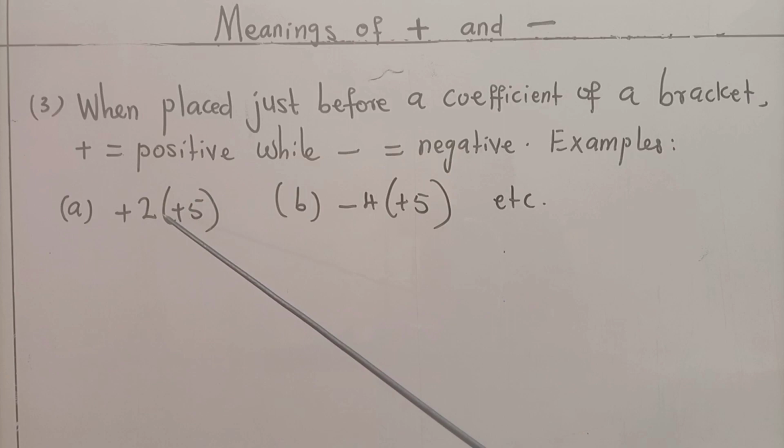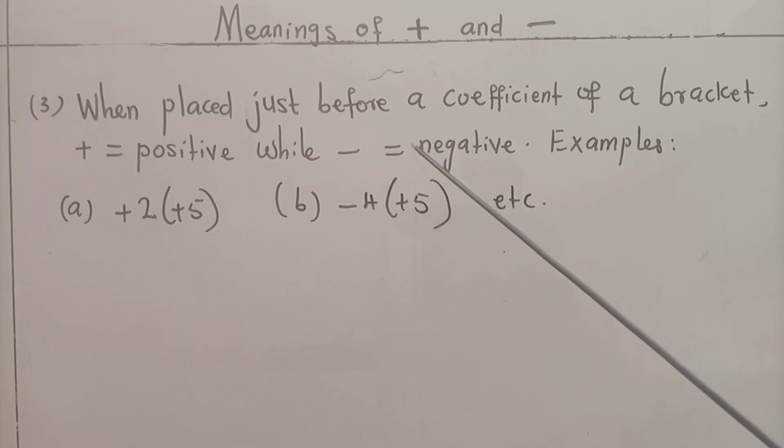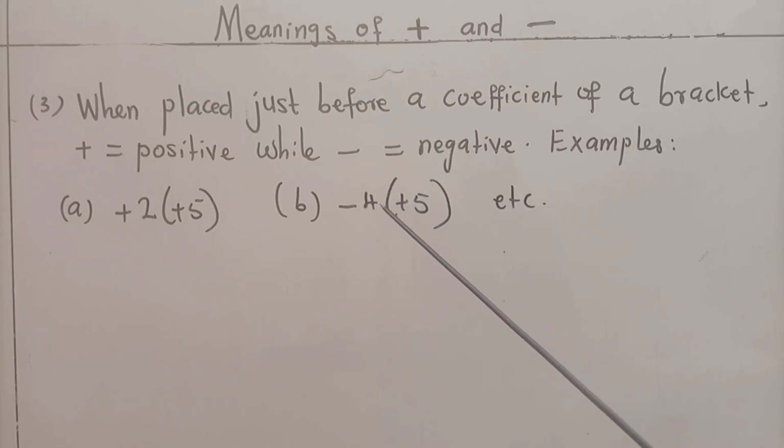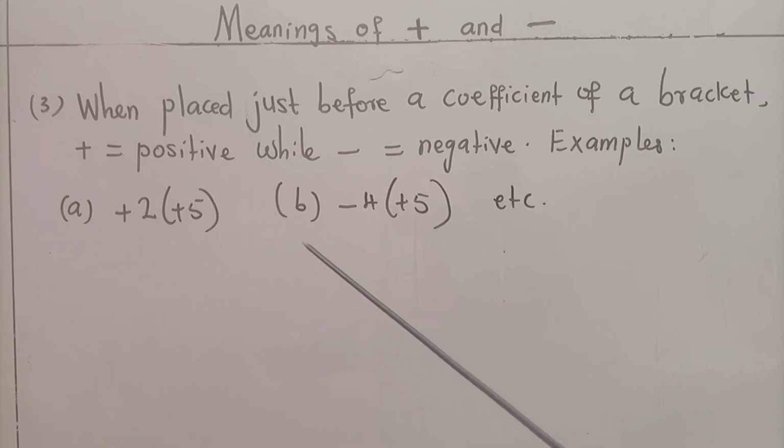The same line of reasoning is applicable in this second example here. We have minus 4 bracket plus 5. This minus is still negative, despite the fact that something comes between it and the bracket. Now, we have many more examples like these two that will help us know that minus could still mean negative and plus could still mean positive, though something separates them from the brackets.